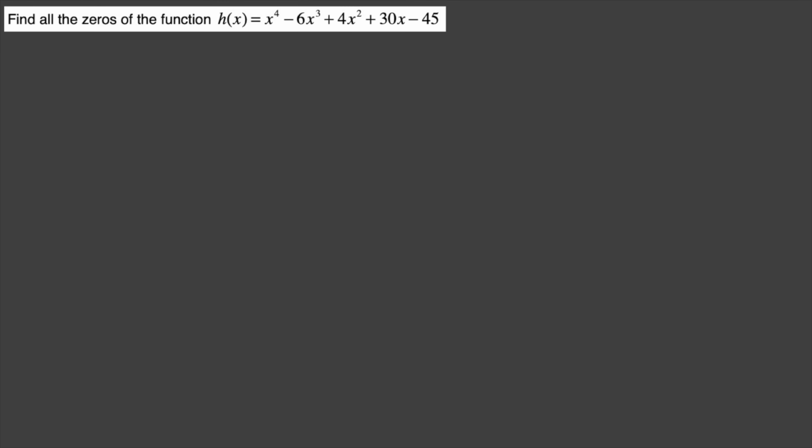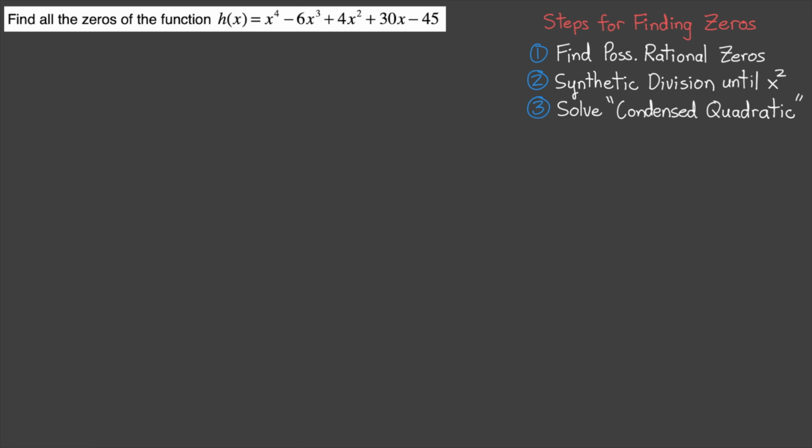This question says, find all the zeros of the function h of x equals x to the fourth minus 6x cubed plus 4x squared plus 30x minus 45. So what are the steps to finding the zeros of a function that is x to the fourth power, a big polynomial? Here are our steps.